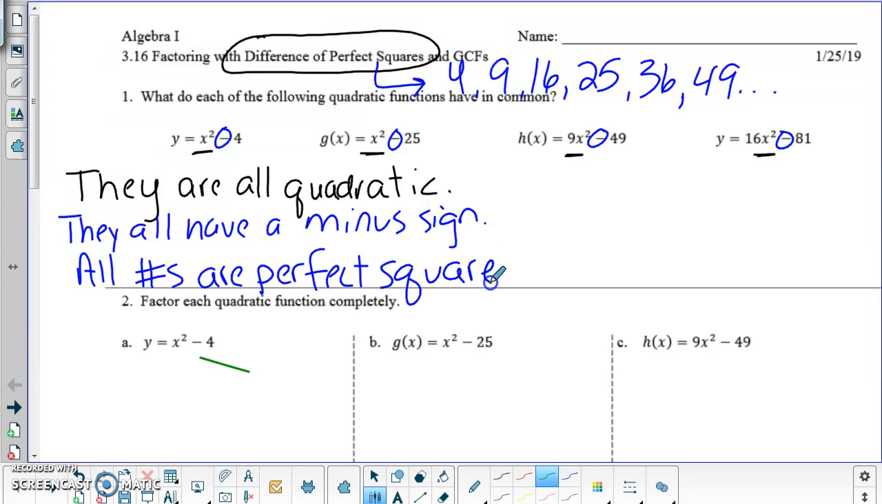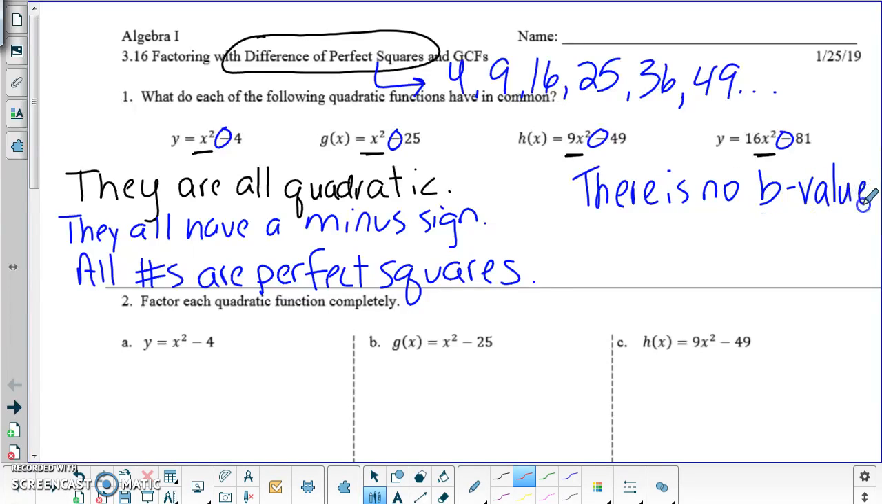And the last thing they have in common is that there is no b value. If you remember, we were working with ax squared plus bx plus c. So they're missing this middle term. They only have the a value and the c value.